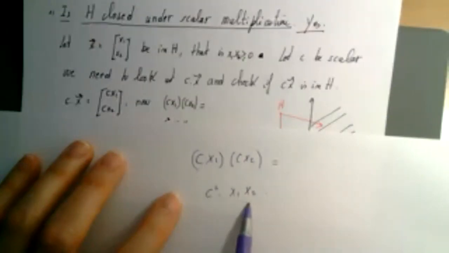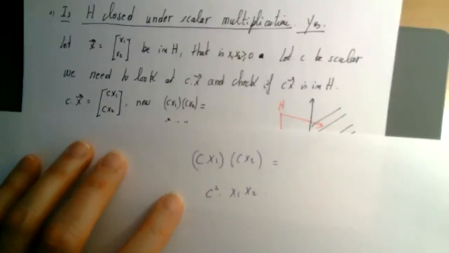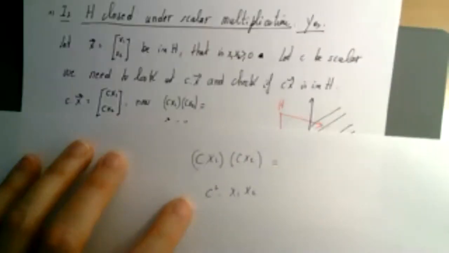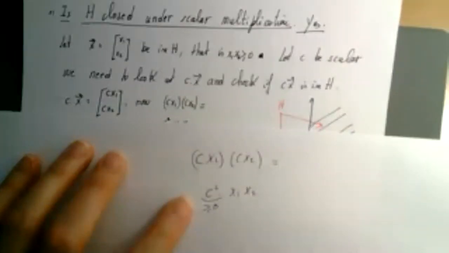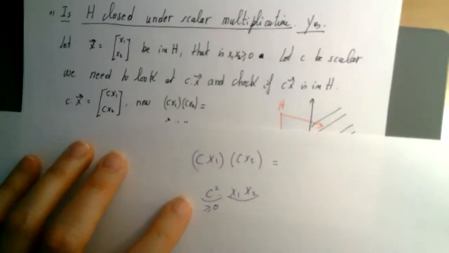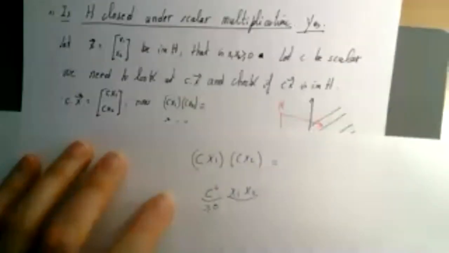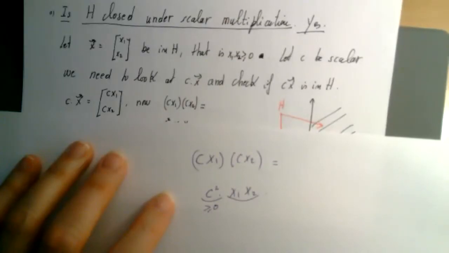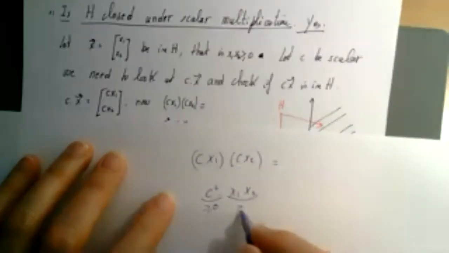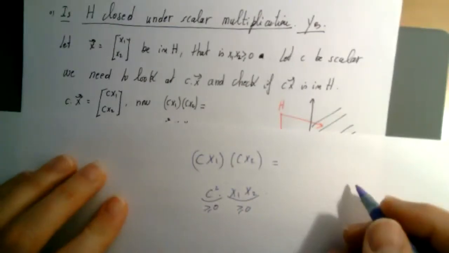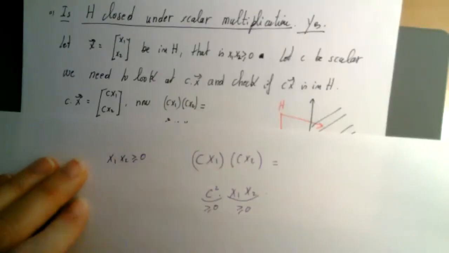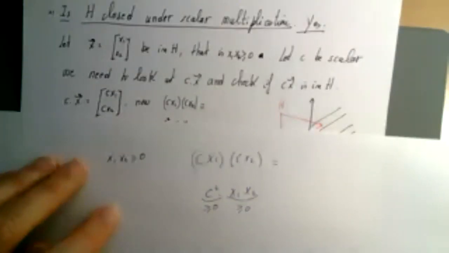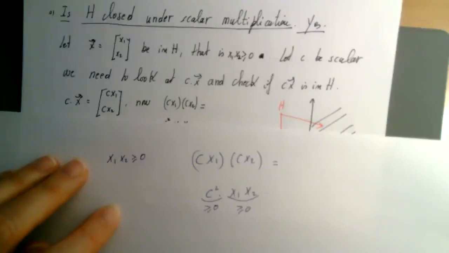Regardless of what x1 and x2 are, as long as x1 and x2 are positive, what can we say here? Is this a positive number? C squared is positive. What about x1, x2? Is this positive? Yes. Because why is x1, x2 positive? I want an answer. Anybody, Mikey, Alex, all of you, why is x1, x2 positive?